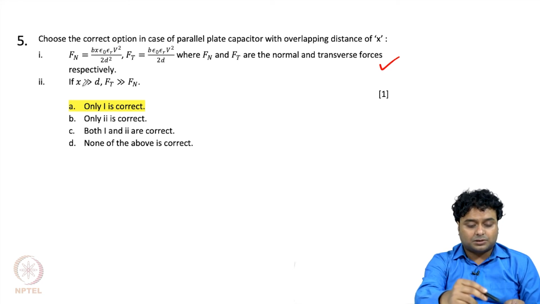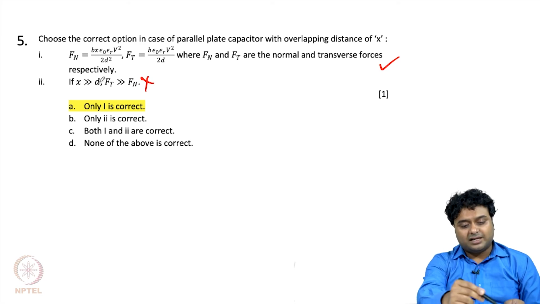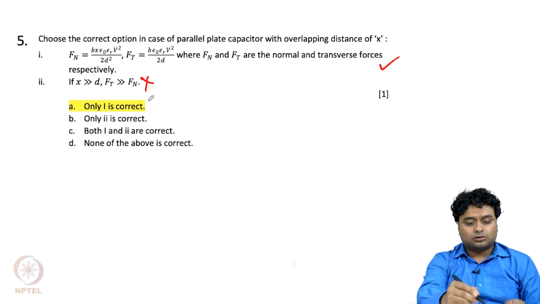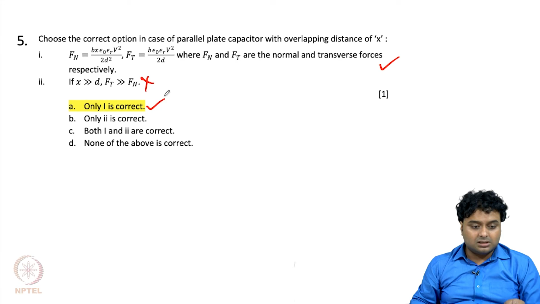But the second option, for x very much greater than d, the transverse force is very much greater than the normal force. This is not right, because if the gap is very small between them, then the normal force is much higher than the transverse force. So only one is correct, and these things we have all discussed during the week 2 lectures.